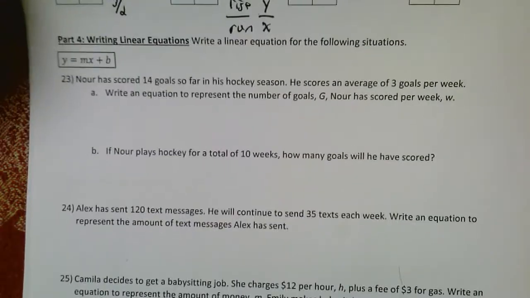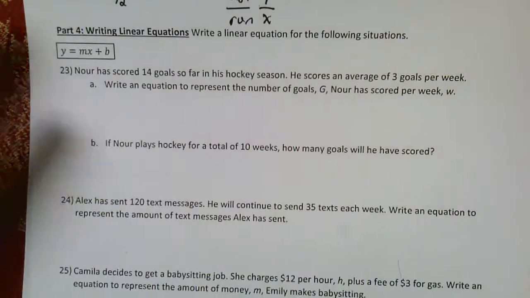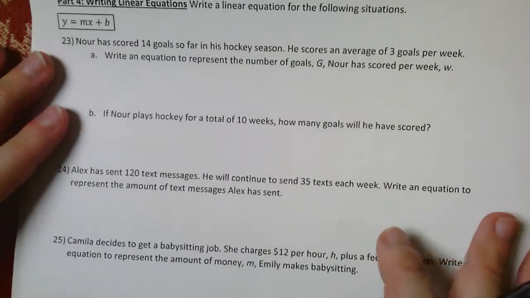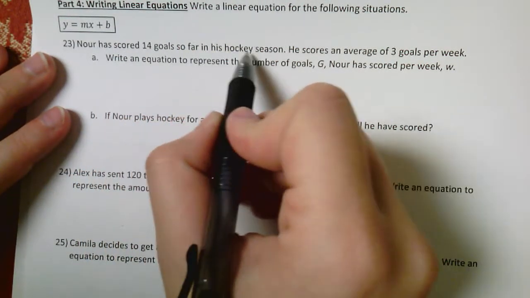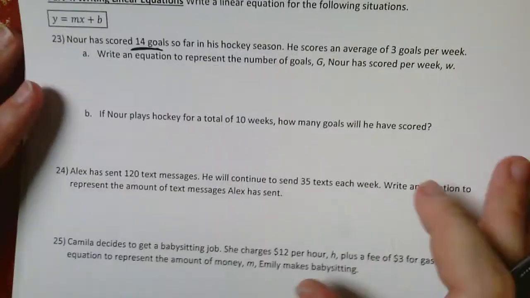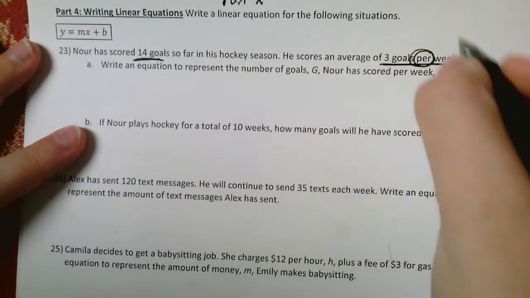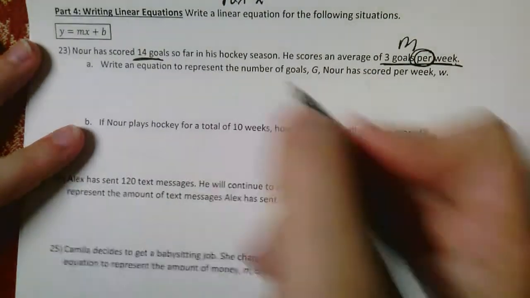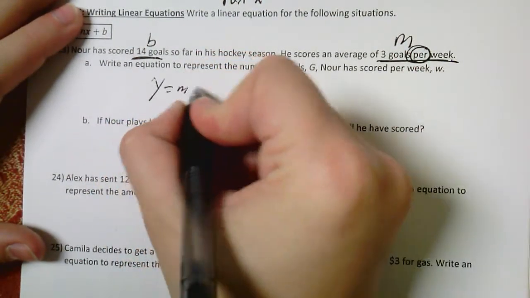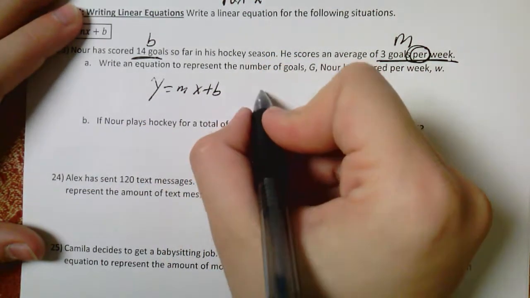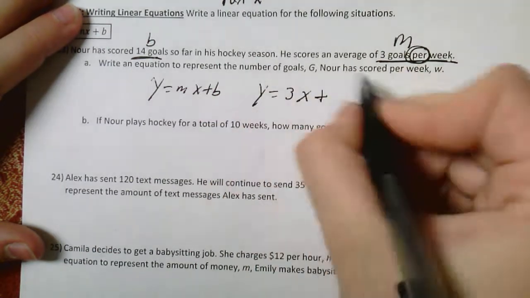Down here in 23, 24, 25, these ones ask you to set up an equation first. So I'll do 23 with you, and then go ahead and move on. So 23 says Nora scored 14 goals so far in her hockey season. Okay, so there's a number. We probably should pay attention to it. She scores an average of 3 goals per week. The second you see that word per, you should be thinking that this is my m. That means this must be my b value. So if I'm thinking about this as a y equals mx plus b, just plug in what you got. So we have your m is 3, don't forget the x, plus our b, which was 14, and I'm done.